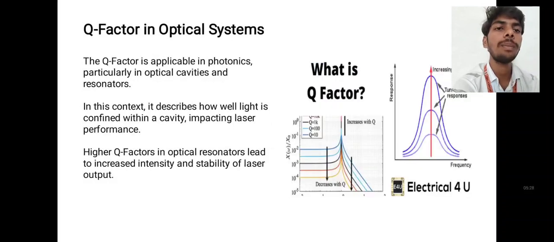Q factor in optical systems. The Q factor is applicable in photonics, particularly in optical cavities and resonators. In this context, it describes how well light is confined within a cavity, impacting laser performance. A higher Q factor in optical resonators leads to increased intensity and stability of laser output.